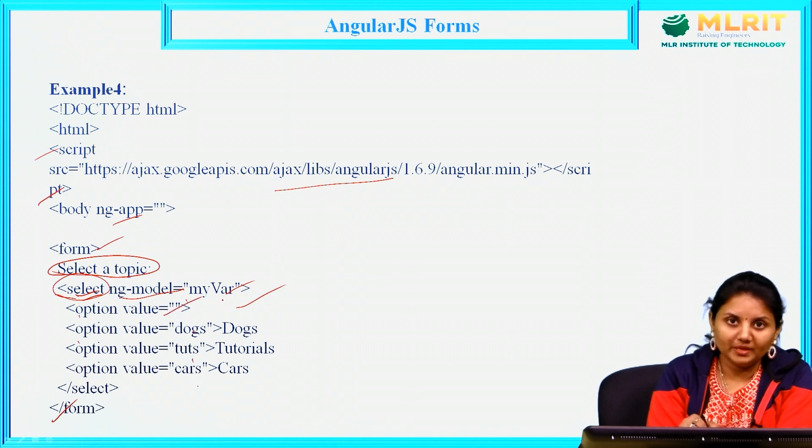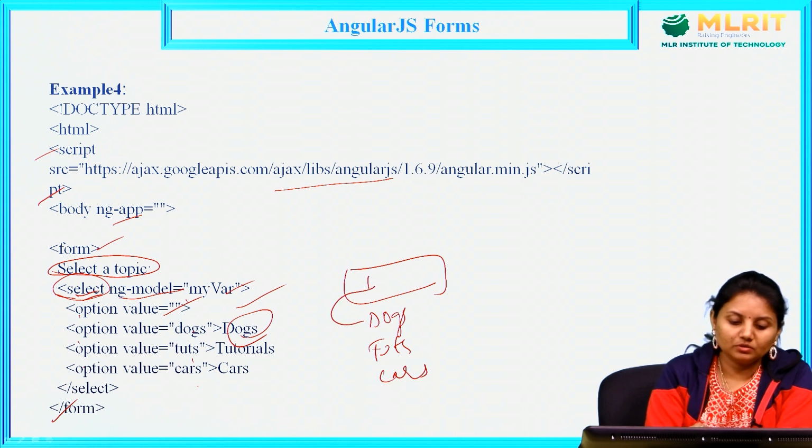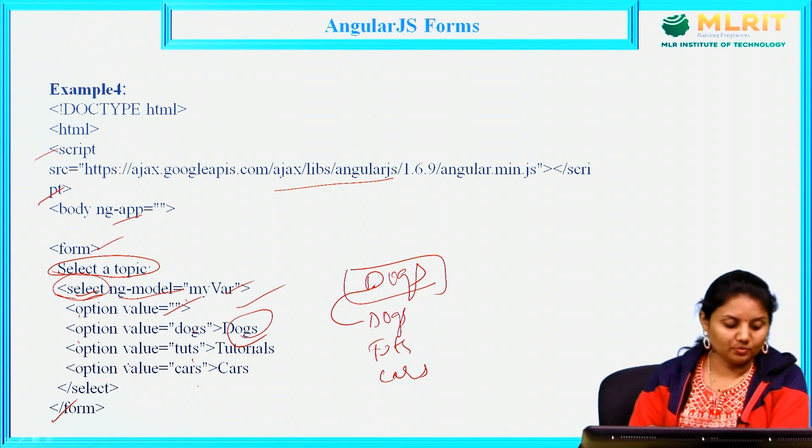The first one should be empty. After selection, it should display the content. So the first one will be empty, then you will have dogs, toys, cars. Suppose you select dogs, then dogs will be selected here. So that is how this select will work.